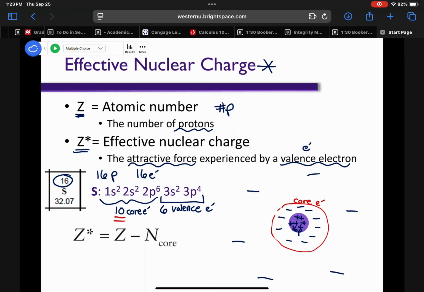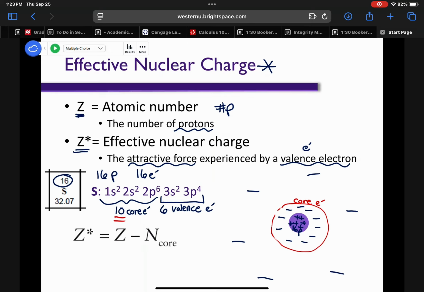And the electron would say, no, I don't feel a pull of 16 protons because this nucleus is being shielded by these three-dimensional orbitals with electrons. It's being shielded by the core electrons. So this valence electron over here can't experience the full 16 protons because it's being shielded by 10 core electrons.